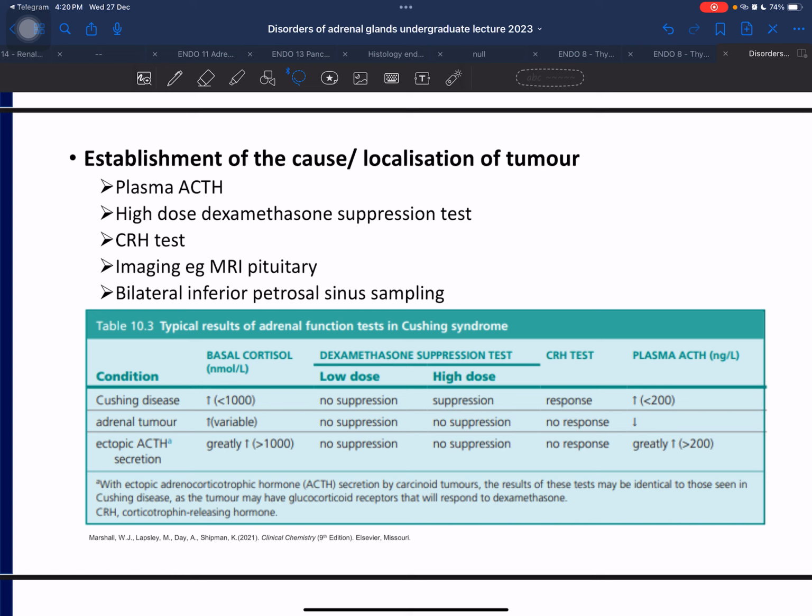So I just want to bring your attention to this. Low dose and high dose dexamethasone suppression test, yeah? There are a little bit of differences. Low dose dexamethasone suppression test, I did not include here in my slide, but it is different from the overnight dexamethasone suppression test, this one. This one you basically give 1 milligram at midnight and you take the blood the next morning.